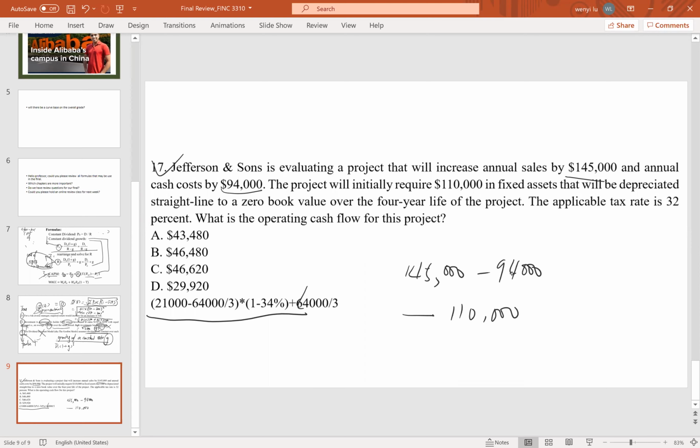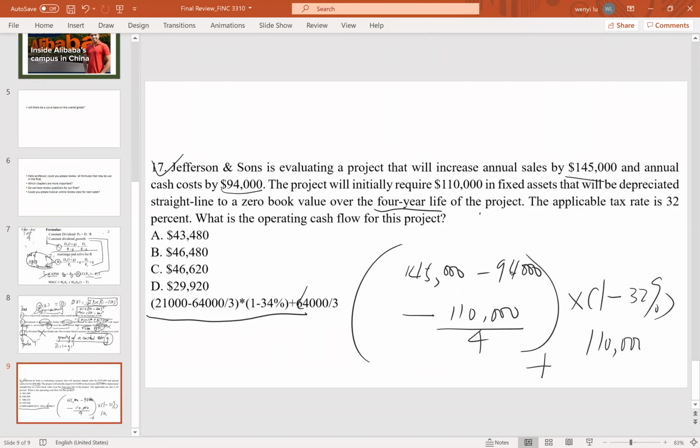110,000, and this one will be depreciated for 4 years to 20, so divide by 4. So this one you solve what? We can call this operating income, right? But this one you need to times 1 minus the tax rate, right, to solve the net income. And net income must add our depreciation to solve the operating cash flows, right? So that's our answer to solve these questions, right?